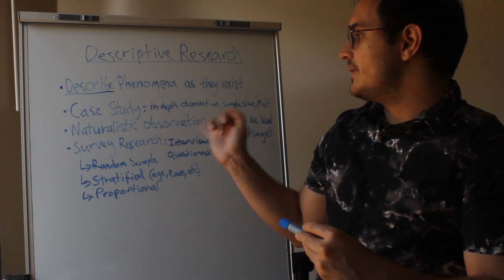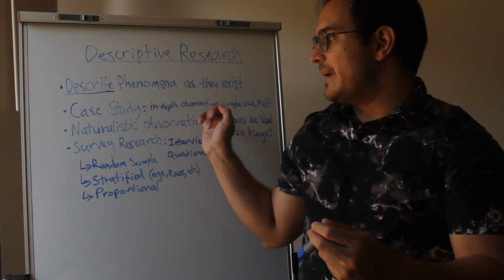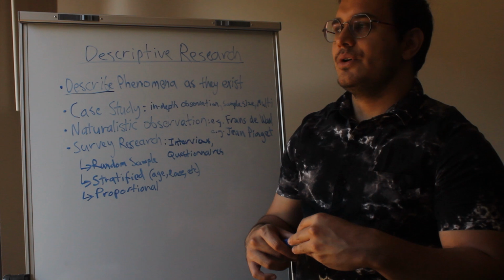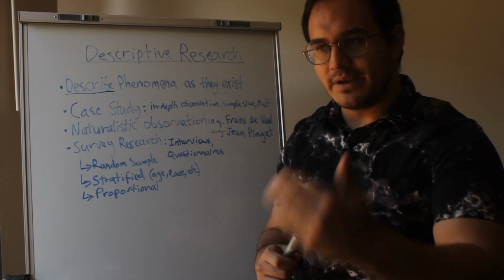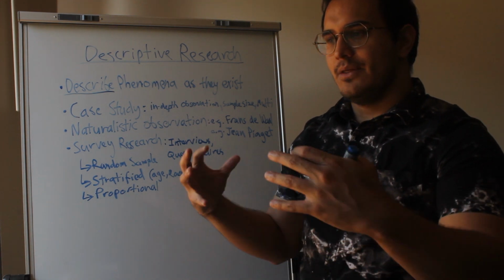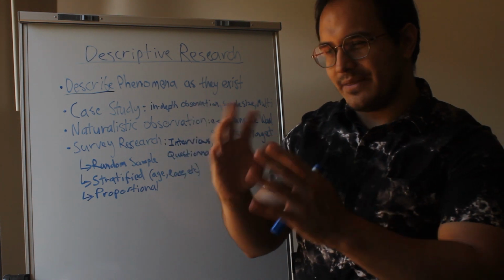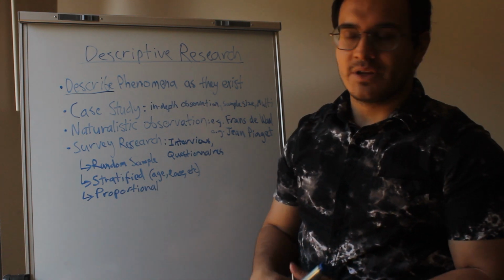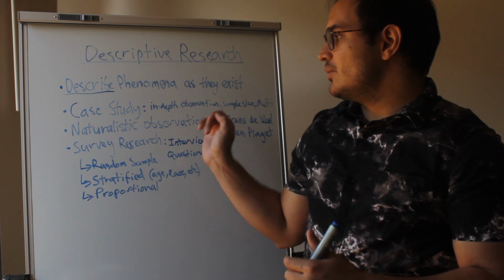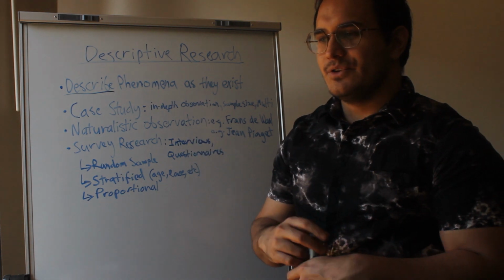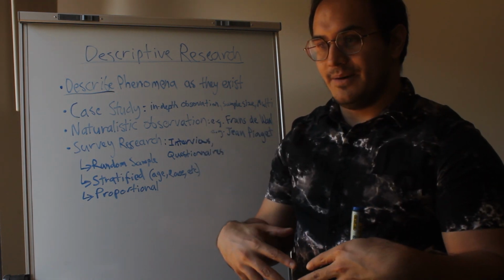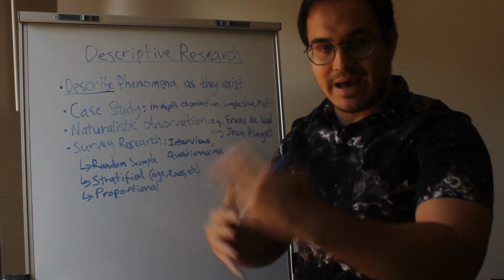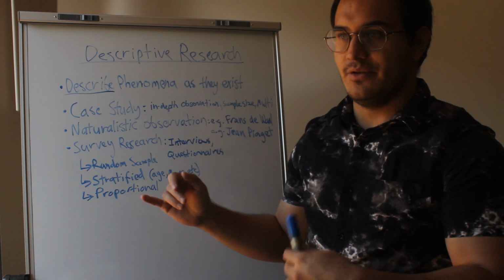And so that's a naturalistic observation. Another thing about this is, when you're observing something, the act of observing itself can influence, even if it's slight, the behavior of the subjects you're observing. So what you try to do is be as non-intrusive as possible, so that you don't actually impact the behavior of the subjects you're observing.